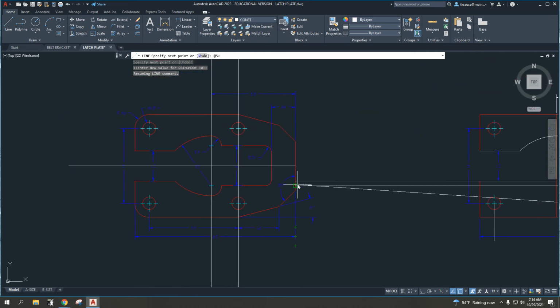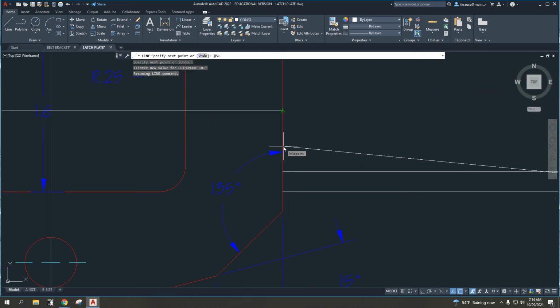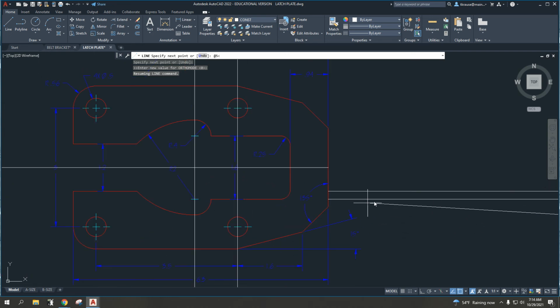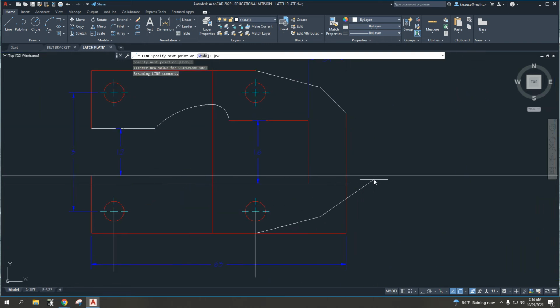Let's look at that again. 90 degrees is vertical. 180 would be perfectly horizontal. 90 degrees subtracted from 135 tells me the angle of this line. It's a 45-degree angle. So I'm going to draw that line at 45 degrees.